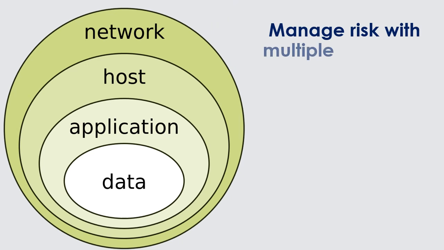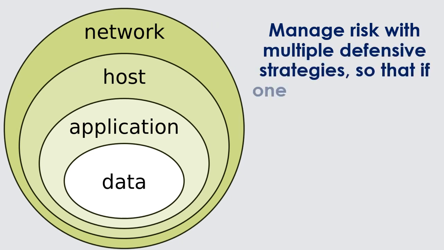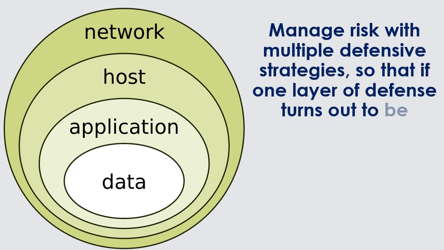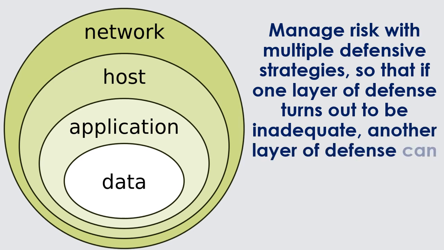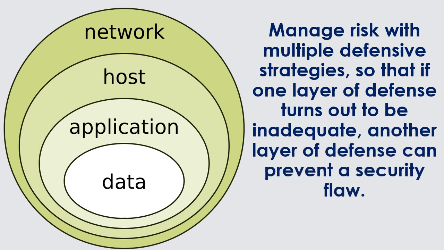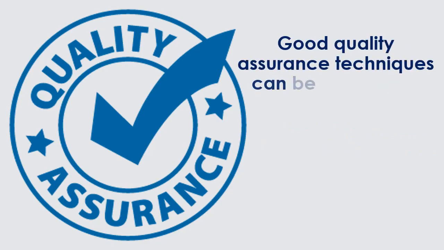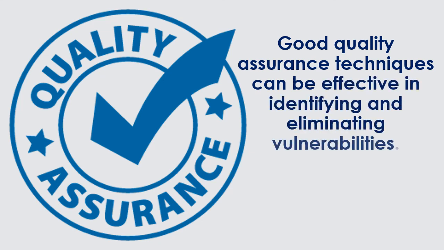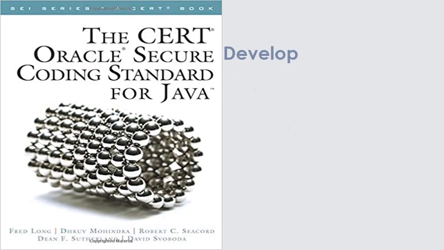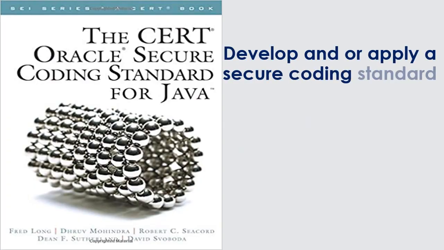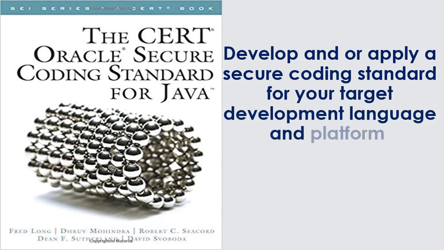Manage risk with multiple defensive strategies, so that if one layer of defense turns out to be inadequate, another layer of defense can prevent a security flaw. Good quality assurance techniques can be effective in identifying and eliminating vulnerabilities. Develop and/or apply a secure coding standard for your target development language and platform.